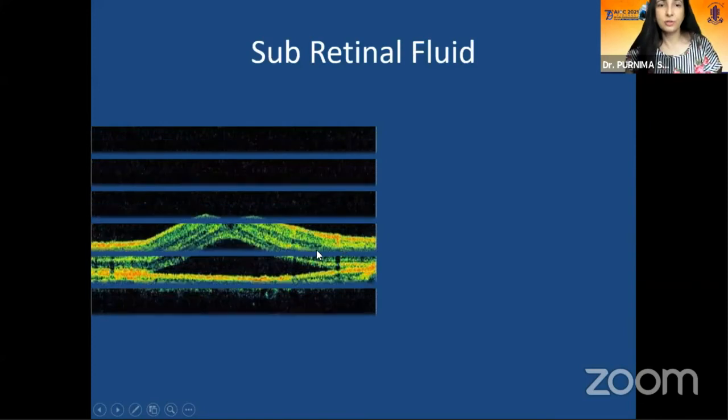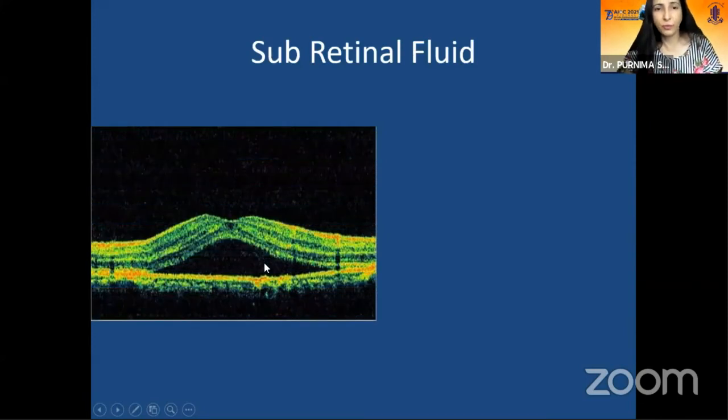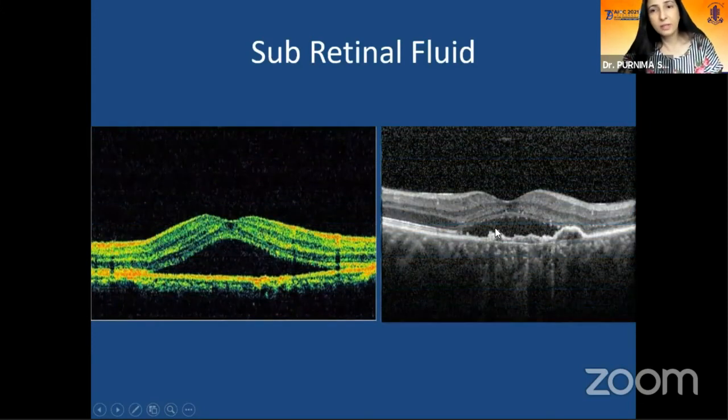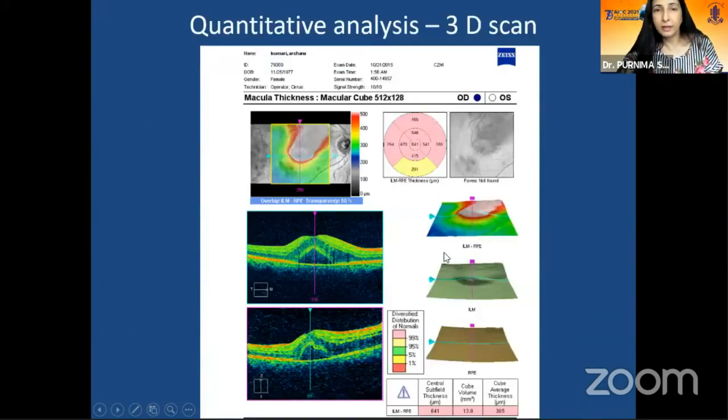Just another illustration. In this case, you see there is subretinal fluid, and another case with similar subretinal fluid. But if you look at the RPE layer, it is normal in this, and here it's undulated, and there is a PED also, indicating that this is a case of AMD, while the first is just a case of CSR. So this is the importance of the RPE layer.